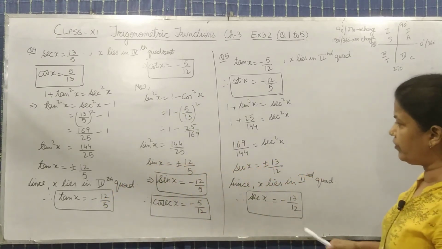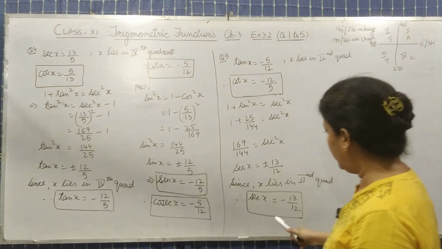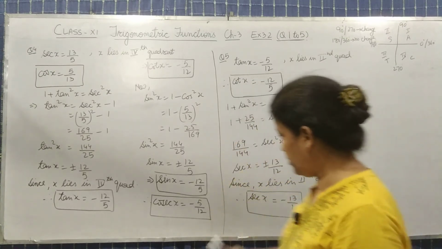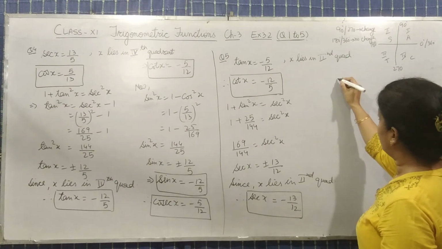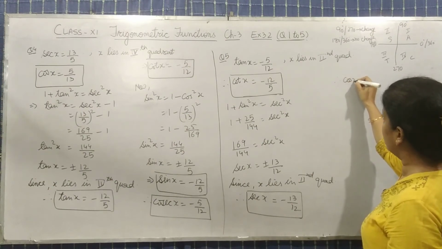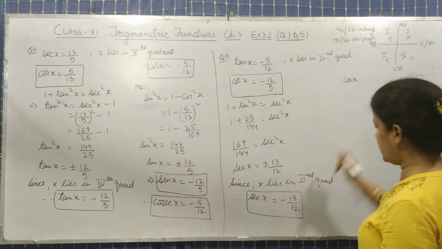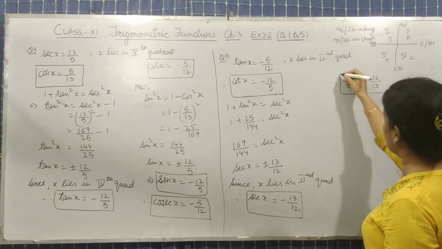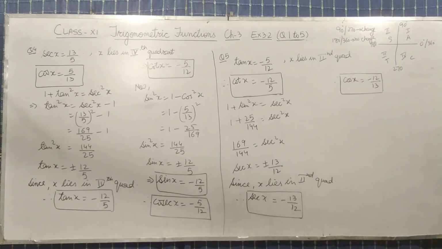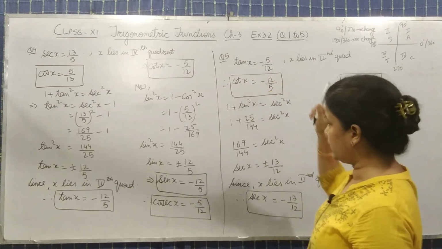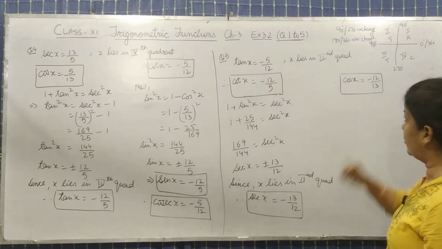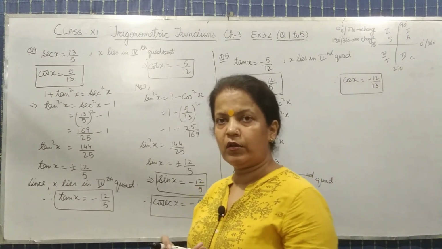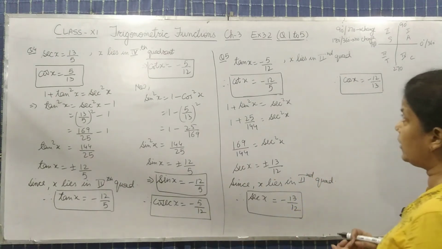Now what else do we have to find out? Sec x has come. So from here, can we find out cos x? Sec x is there. So now cos x will be the converse of sec x. Cos x will be -12/13. Now we have cos x also. What else do we have to find out? Tan x, cot x are given, sec x and cos x are there. Now we have to find out sin x and cosec x.